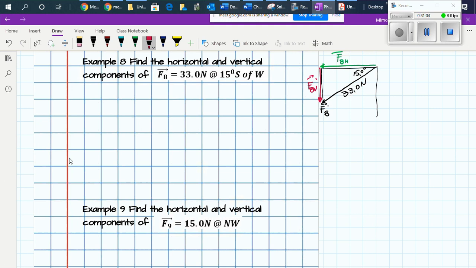So now the vertical component, since it is the opposite, will be found using sine. So sine 15 is equal to the vertical component over 33. From here, the vertical component will be, since it is going down, negative 33 times sine 15, and this will be 8.54 newtons.